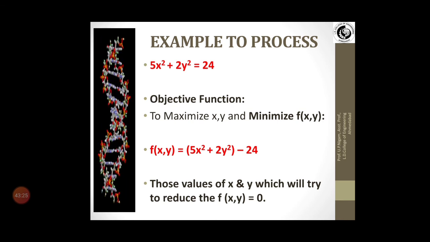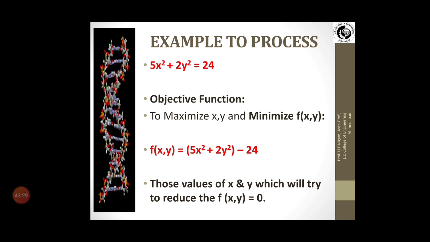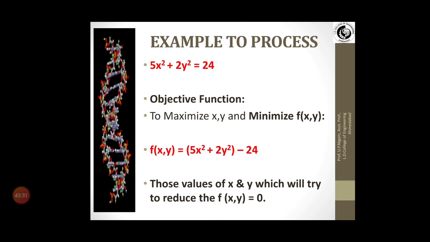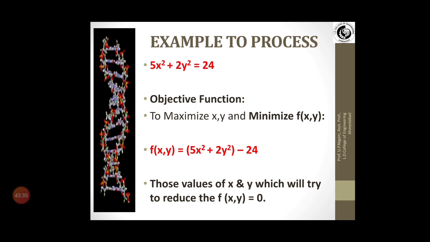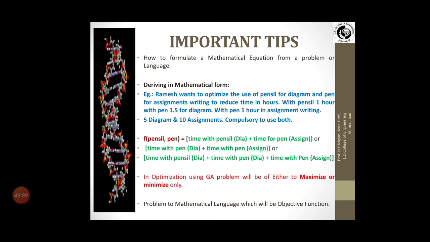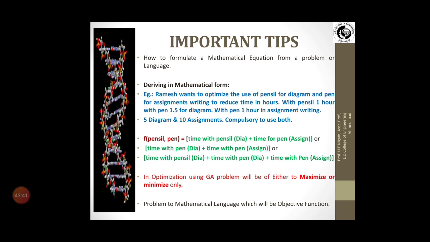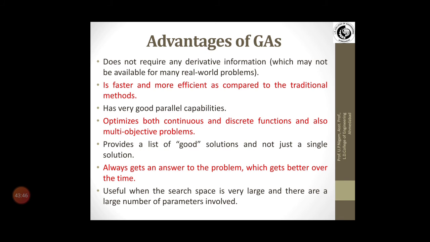These need to be applied in a particular real field problem. So first we need to find the fitness function or the objective function that needs to be defined. The problem may be either to maximize or to minimize only. These are the important things you can go for. The optimization problems may be either to maximize or minimize only.